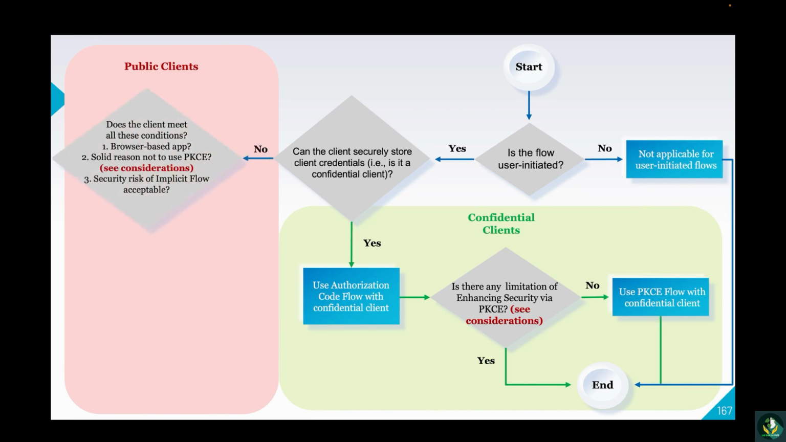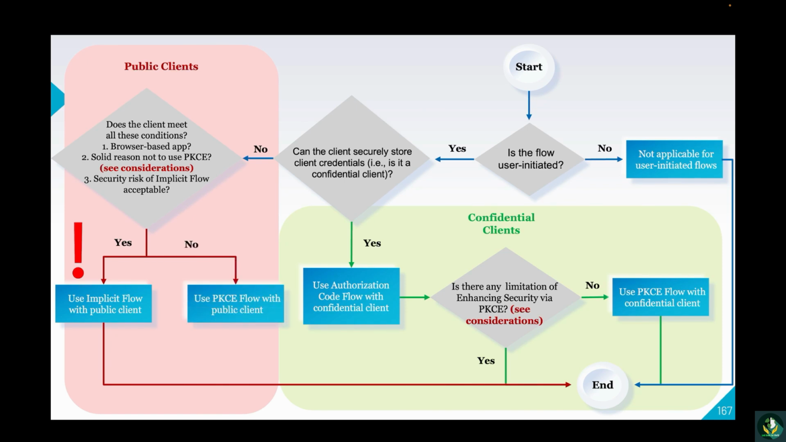Now, let's see what happens if we are dealing with a public client. First, we check whether the client meets the following conditions. Is it a browser-based application? Is there a solid reason not to use PKCE? See considerations. I will cover those considerations in just a moment. Is the risk of the implicit flow acceptable? If all conditions are met and the risks are acceptable, we proceed with the implicit flow for public clients. Otherwise, if any of these conditions are not met, we move forward with the PKCE flow for public clients.